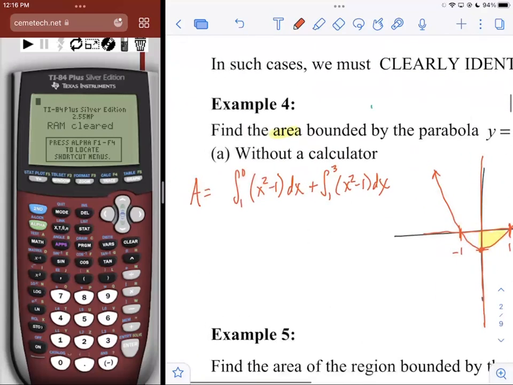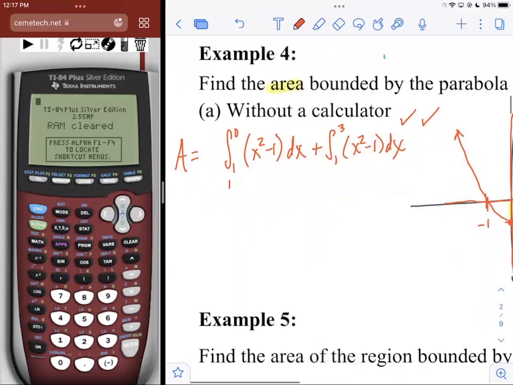Now, if this were for your free response question, you would likely get at least 1 check for that, sometimes 2, depending on how it's partitioned. Okay. Now let's go ahead and use the fundamental theorem of calculus. Find the antiderivative and evaluate it.